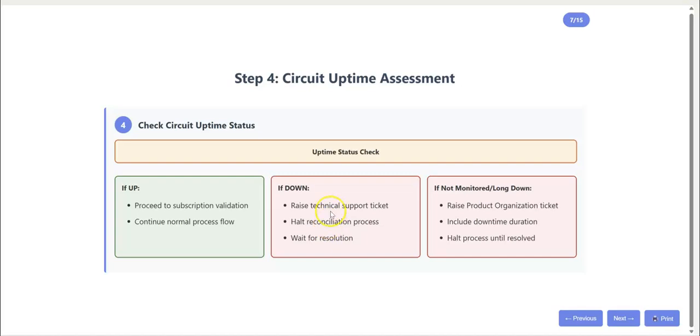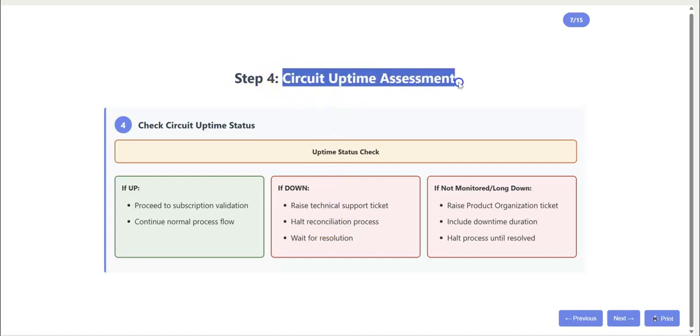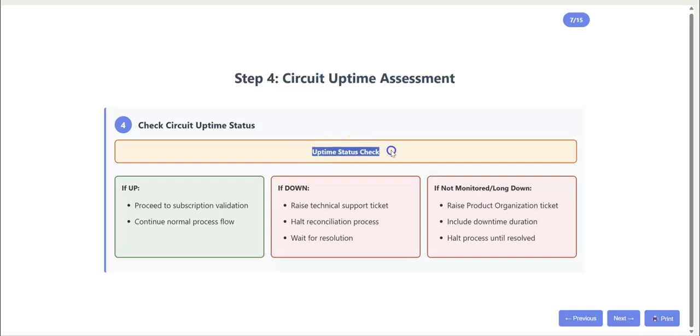Let's continue to step number 4, which is we're going to assess the circuit uptime. And we saw that in the previous screen that we looked at. We've checked that the circuit is actually up. If it is not up, we're going to have to raise a ticket. If it's down, we're going to raise a technical support ticket. And then we're going to wait for that resolution, which should happen in 24 hours, in order for us to continue with our collections activity.